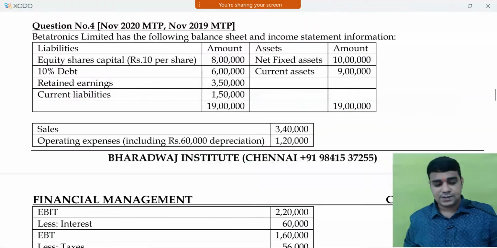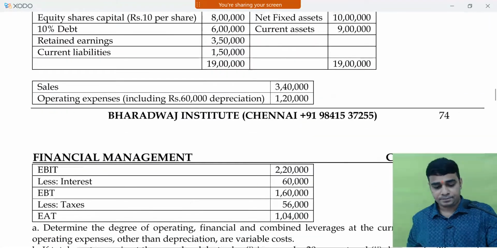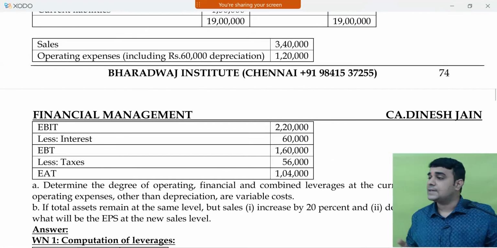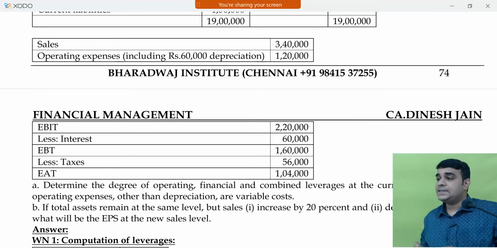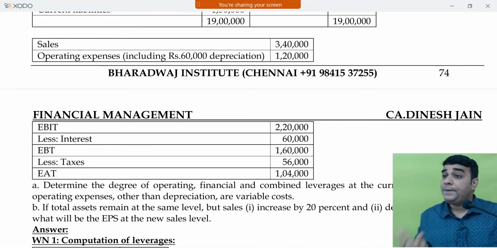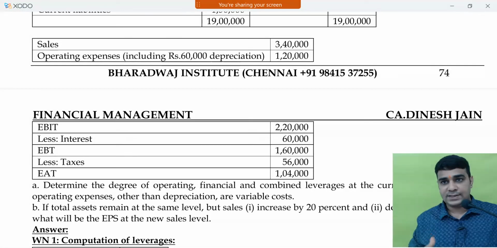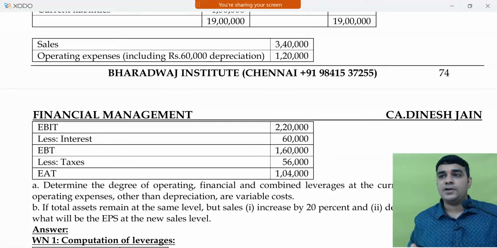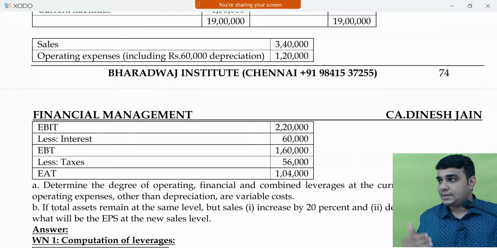After that, the question is saying, if the total assets remain at the same level, but sales increase by 20%, decrease by 20%, what will be the EPS at the new sales level? So they want us to find what is going to be the new earnings per share when the sales go up and come down, when there is an increase in sales and when there is a decrease in sales.